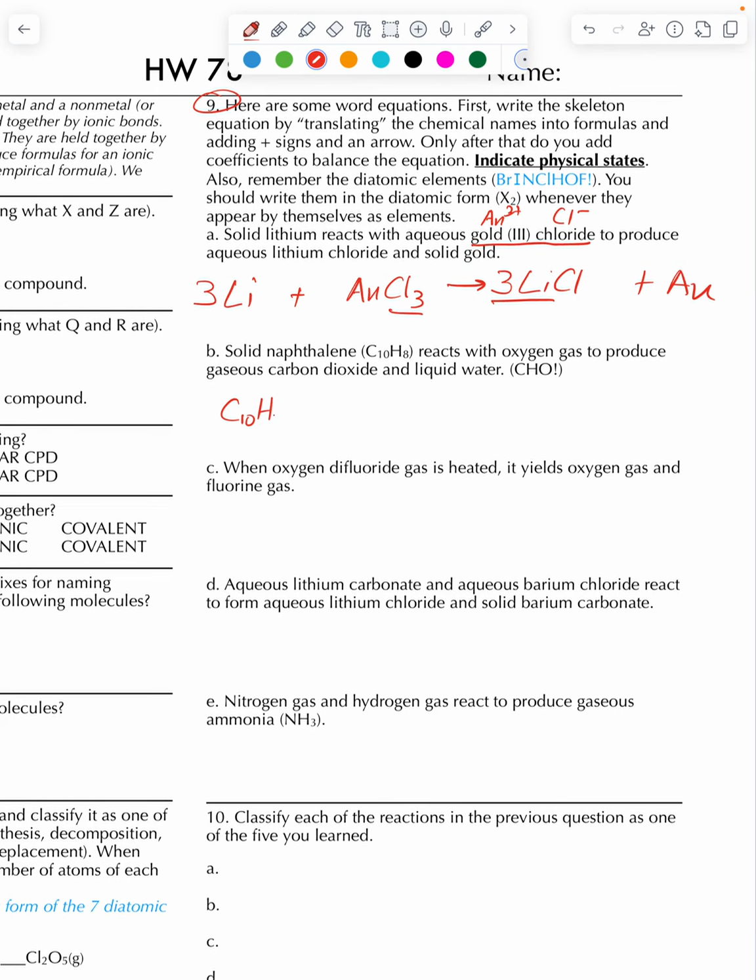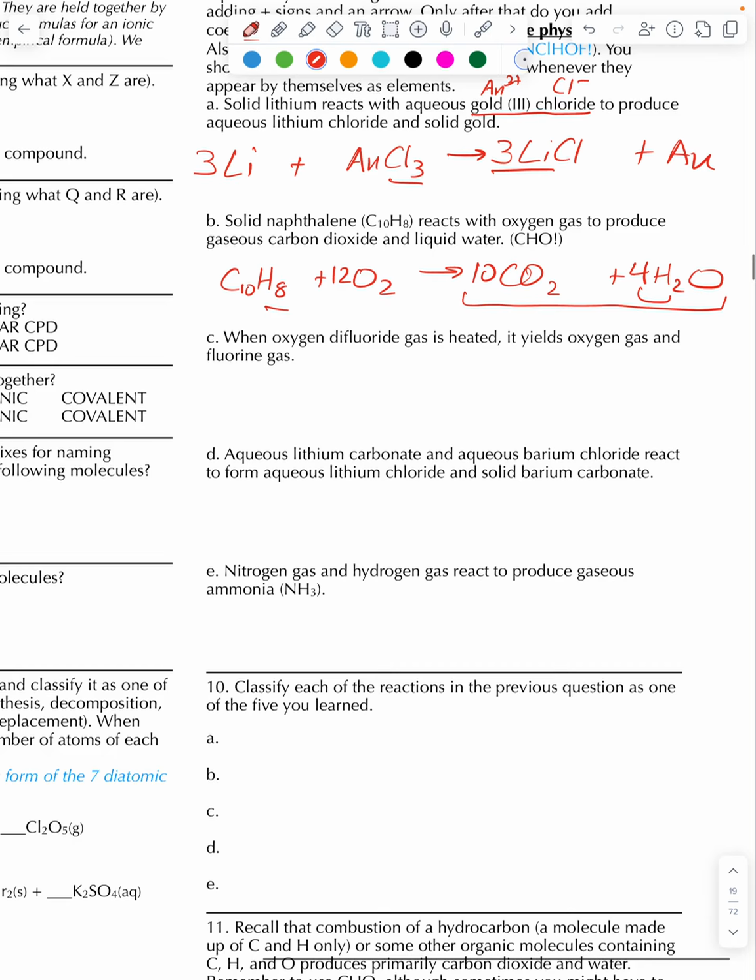Naphthalene reacts with oxygen gas to produce, hey, guess what? CO2 and H2O. Why not? We'll go ahead and balance it. Do carbons first. Do hydrogen second. 4, not 8 there, because we're multiplying by 2. And now oxygens. I have 24 oxygens, so I need a 12 there.